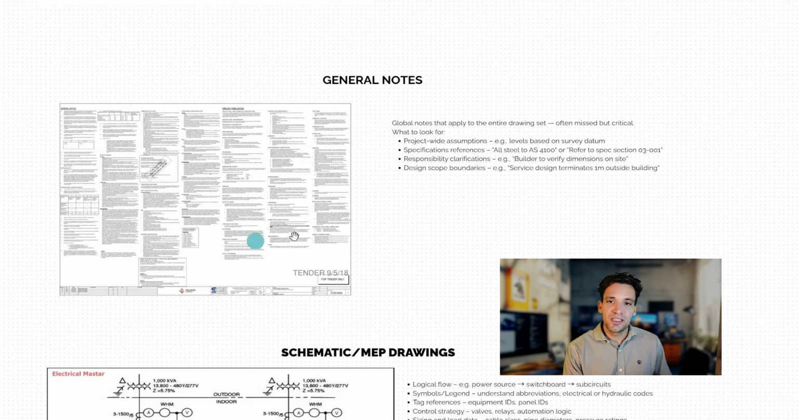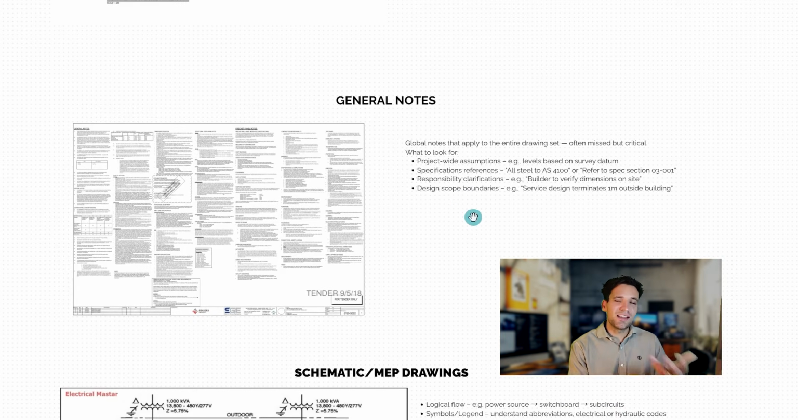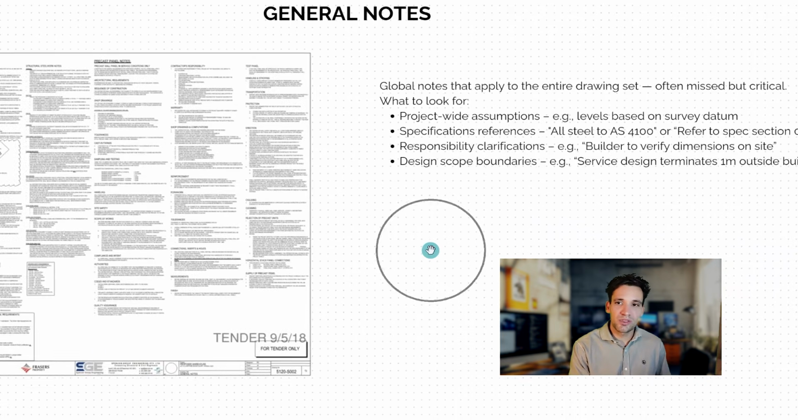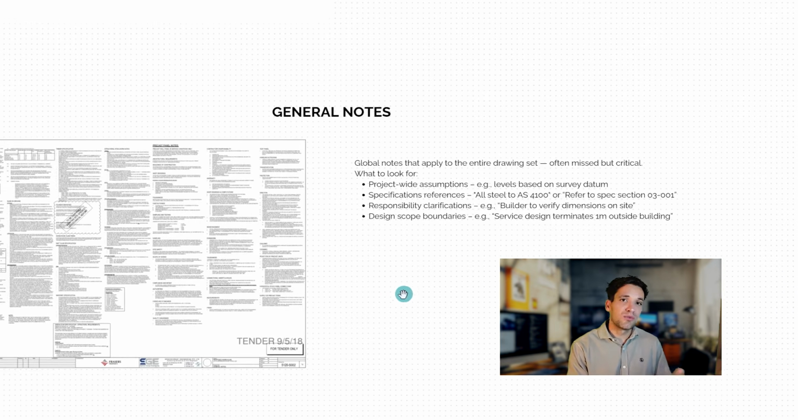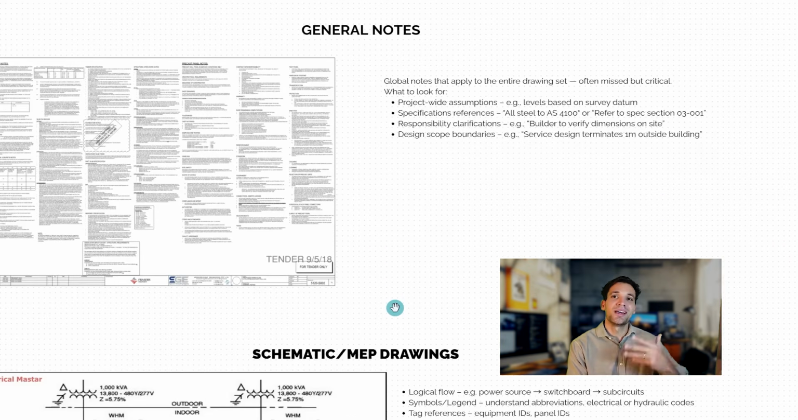The other thing that you'll see a lot on general notes is, so you'll have obviously specifications, for example, all steel to AS 4100, but you often see responsibility clarifications, which is something you need to be careful with as well. For example, they'll say, the builder is to verify all dimensions on site. So this is, again, the way that architects try to pass through the responsibility to the contractor.